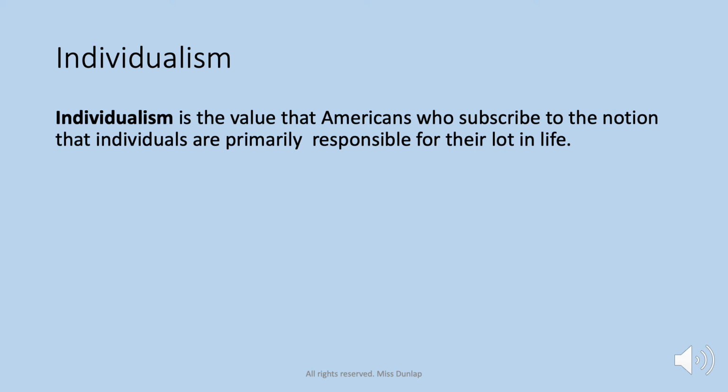And our last term is individualism. Individualism is the value that Americans subscribe to, the notion that individuals are primarily responsible for their lot in life. We are all individuals, we live our life the way we want to, and we don't dictate how others live theirs.